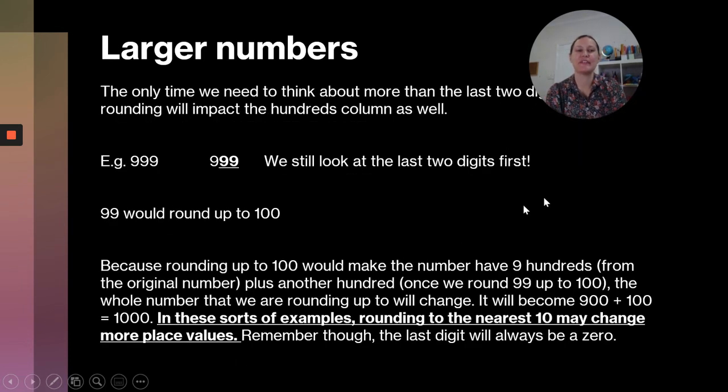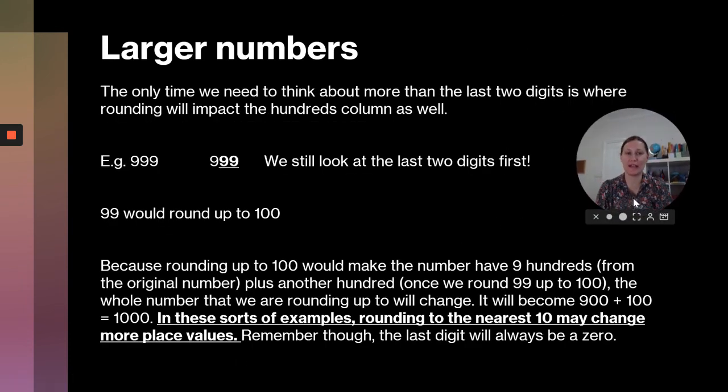Okay, so the only time that we need to think about more than those last two digits, and I did hint that there are some times that we have to, it's pretty rare. Most of the time this isn't the case, but it's good to be aware of it. It's where the rounding is going to impact the hundreds column as well. So I've given an example number there. Say we're rounding 999 to the nearest 10. We're still going to start by looking at those last two digits, 99. We're going to round 99 up to the next multiple of 10 because 9 is pretty close to the end, isn't it? So that gets us up to 100.